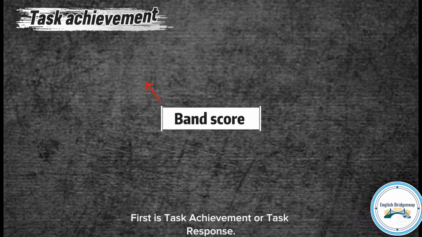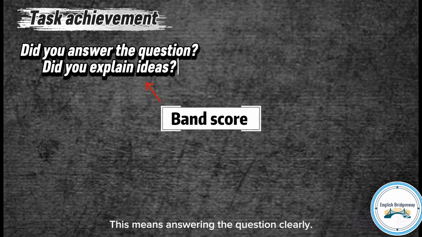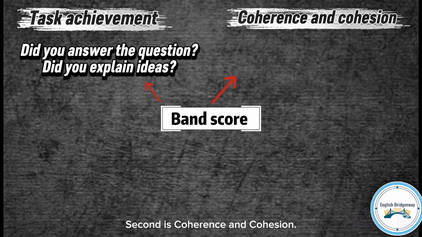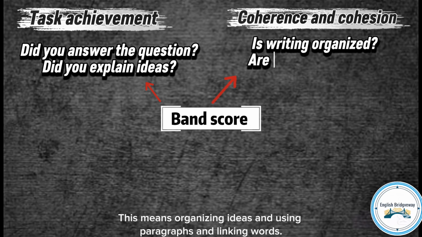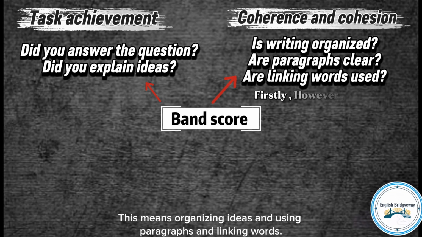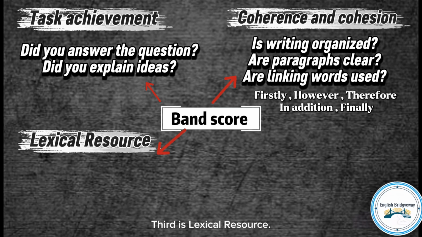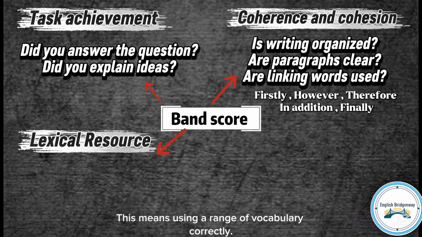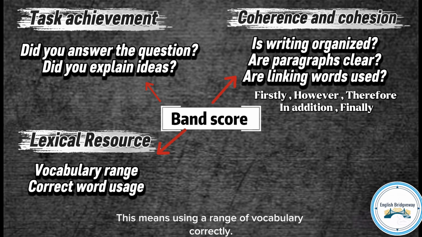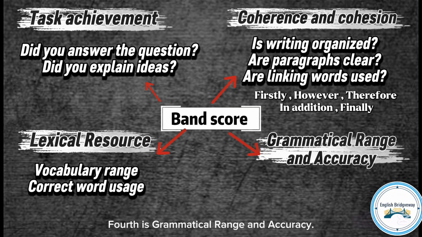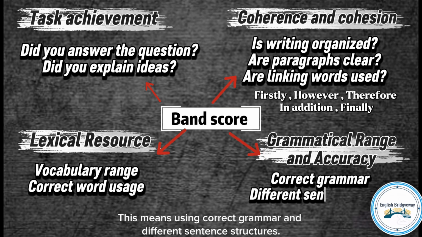Band score criteria. Your writing is marked using 4 criteria. First is task achievement or task response. This means answering the question clearly. Second is coherence and cohesion. This means organizing ideas and using paragraphs and linking words. Third is lexical resource. This means using a range of vocabulary correctly. Fourth is grammatical range and accuracy. This means using correct grammar and different sentence structures.